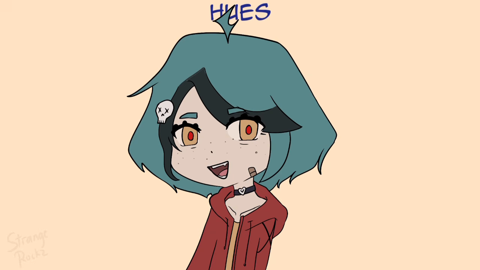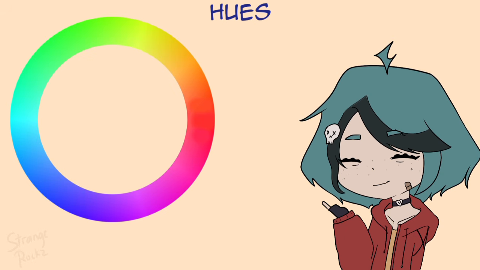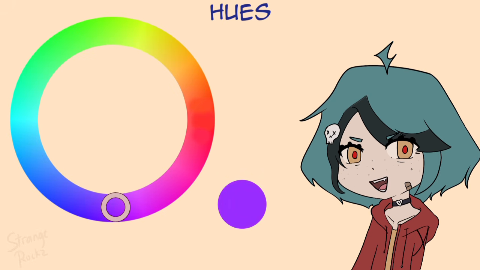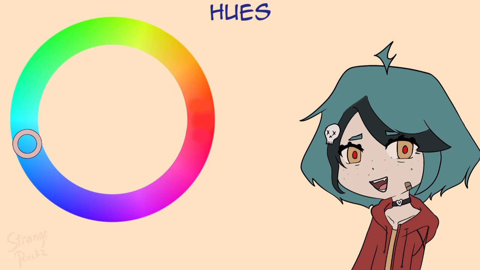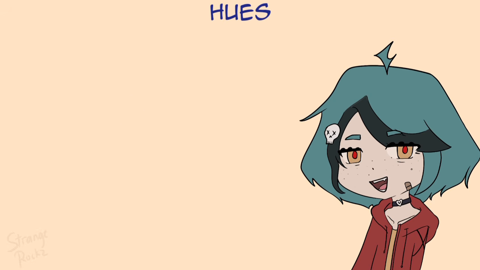Hues are, well, the pure color. As you can see on the screen, the colors present on the color wheel are called hues. And when you slide the cursor, like, ooh, look at that. Yeah. And when you slide that, you basically choose a new hue. And that's basically what hue is, right? Simple.